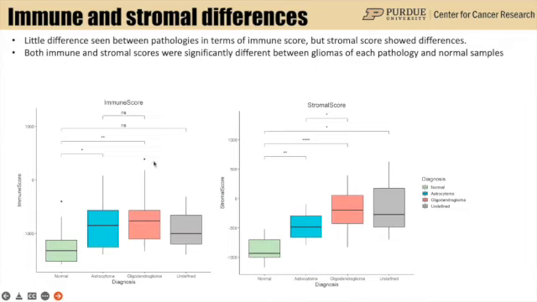Ultimately, we don't see a significant difference in the immune score between astrocytomas and oligodendrogliomas, but not surprisingly, based on what we've seen on the previous slides, we do see a significant difference between normal and oligodendroglioma as well as normal and astrocytoma. And in terms of the stromal score, we also see a difference between normal and gliomas, as well as between astrocytomas and oligodendrogliomas.